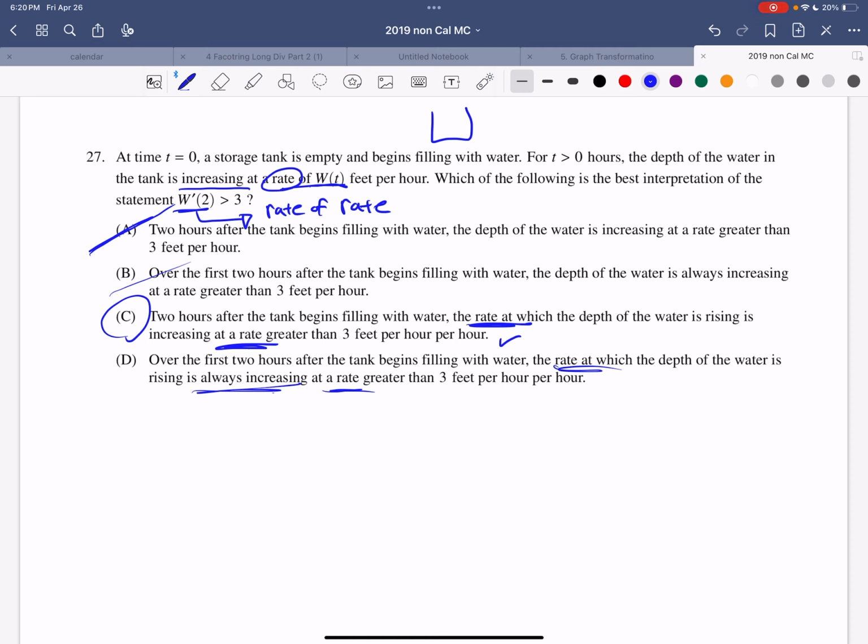Whenever there's the word always, you have to be careful with that, okay? So the answer is going to be C. But the key part is just to try to find the rate of rate. That will knock down most of the questions.